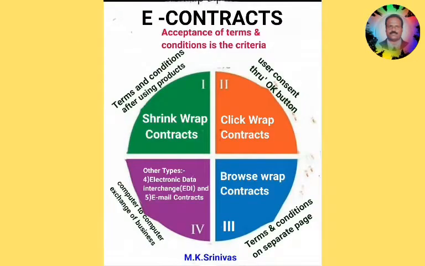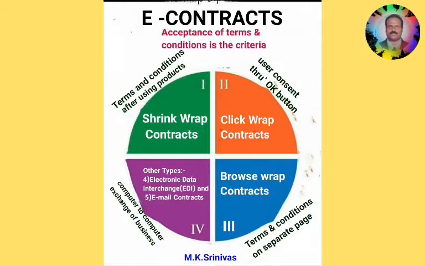See, when we come to e-contracts, acceptance of terms and conditions is the criteria. So we can divide e-contracts into 5 major types. One is shrink wrap contracts, where the terms and conditions after using the product are important. Then click wrap contracts, with user consent through OK or I accept buttons. Browse wrap contracts, where the terms and conditions come on a separate page and we have to click and accept them.